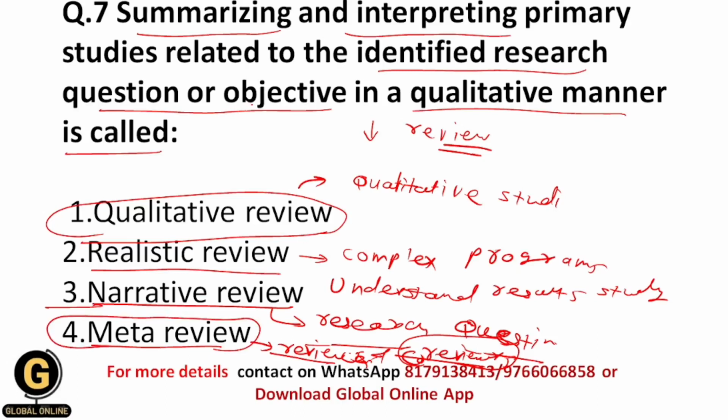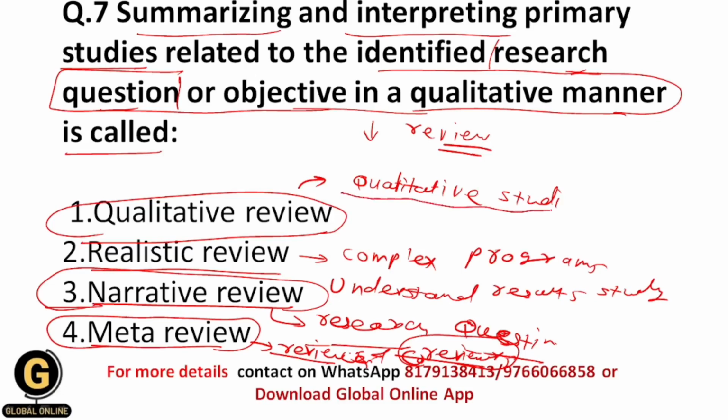So in this question, they have asked us that our primary studies are related to what? They are related to the research question and objective in a qualitative manner. So the most important thing over here is the research question. And as we have seen from these reviews, which review is related to the research question? Narrative review, right? So don't confuse it with qualitative review, because in qualitative review we understand qualitative studies, but here they are asking you about the research question, right? So the correct answer to this question is narrative review. That is answer 3.